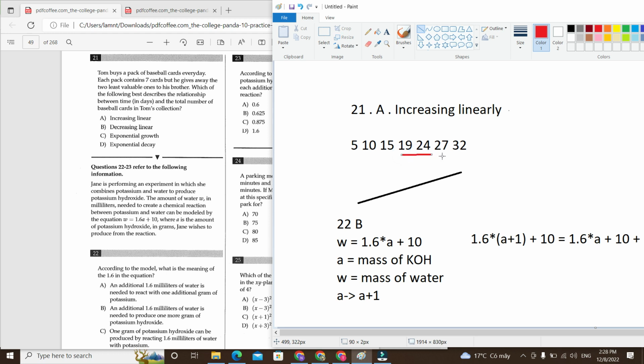And on the sixth day, he only adds 3 in, which means he gives away 4 cards. So 24 plus 3 is 27. And then maybe the next day he gives away only 2, so 27 plus 5 is 32. So you can see that the amount of cards is just increasing linearly, right? If you plot this out, it's going to be approximately similar to a straight line. So we have the relationship here is an increasing linear. Okay, so 21 is A.